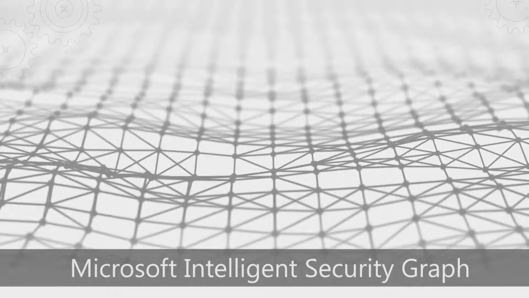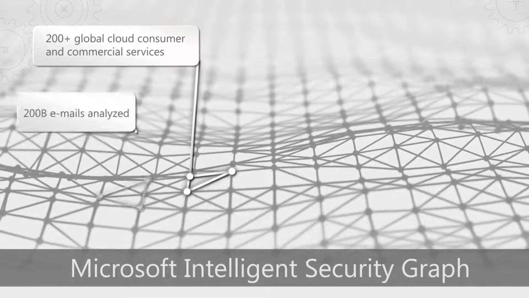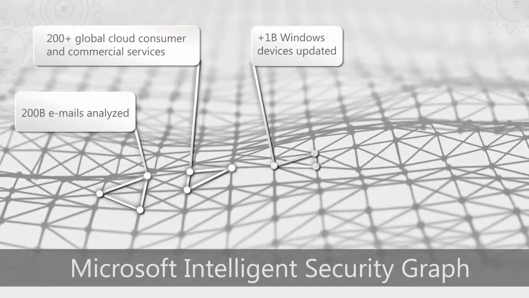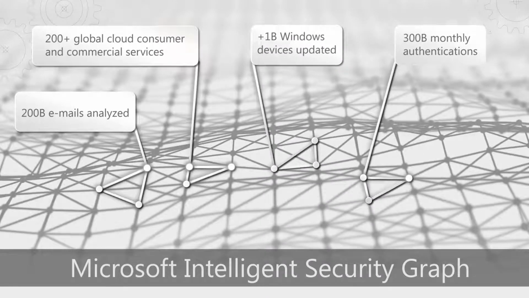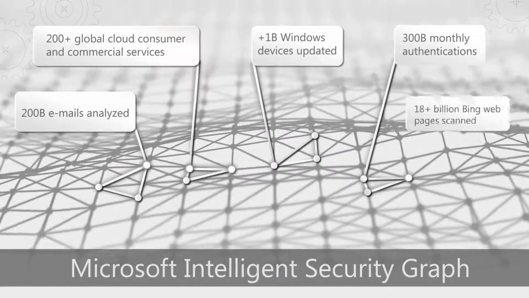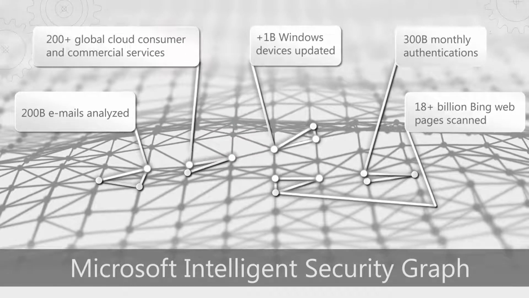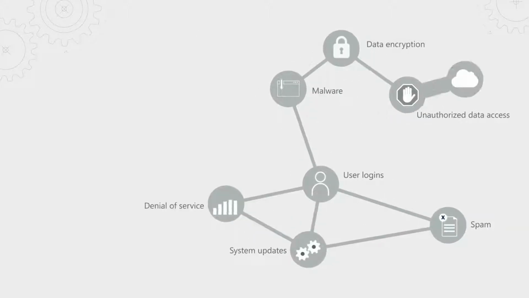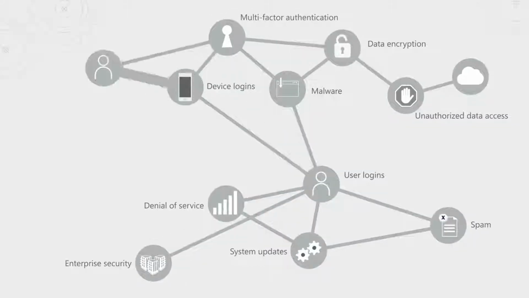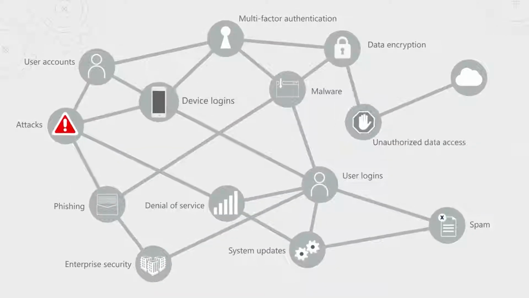We collect a vast amount of signals from more than 200 commercial and consumer services. Think about our email services, all the endpoints that update on a regular basis, all the authentications via Azure AD and Microsoft accounts, URLs and IPs we scan daily through our search engine Bing, and more signals, including third-party sources, are added every minute. We parse out specific security signals, and through machine learning and analytics, we can easily identify DDoS attacks and other attacks, phishing and spam, and suspicious logins, and so forth.